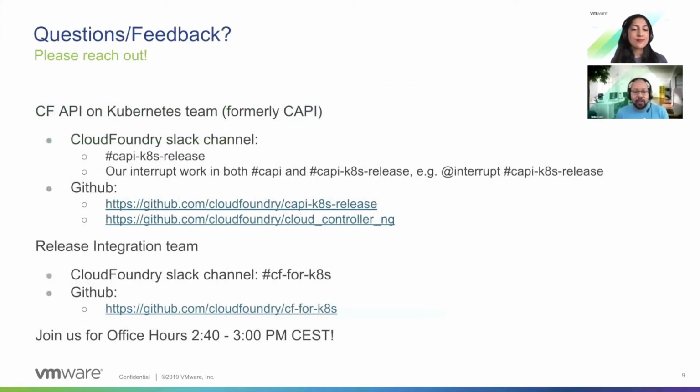And finally, speaking of questions and feedback, here are all the different ways you can reach out to us. Our GitHub repos, our Slack channel. We are the CF API on Kubernetes team. And the Slack channel you can find us in is CAPI K8s release. And our interrupt will work in both the CAPI and CAPI K8s release channels. So you can @interrupt and then our channel name, and the interrupt will work in either one of those places on the Cloud Foundry Slack.